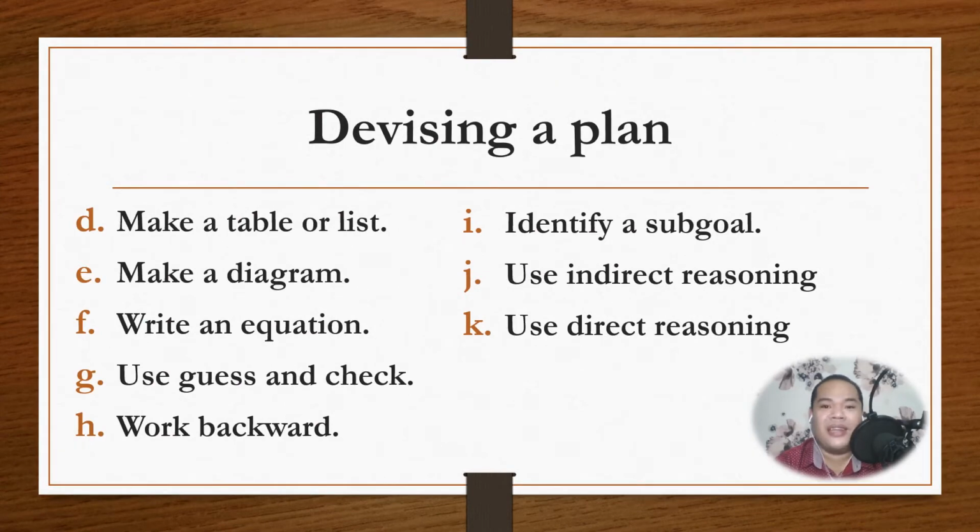Fourth, make a table or list. Next, make a diagram. Next, write an equation. Next, use guess and check. Work backward. Identify a sub-goal. Use indirect reasoning. Then lastly, you may use direct reasoning.